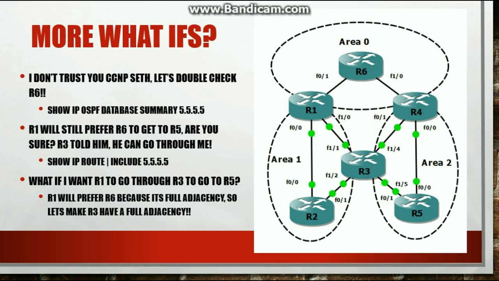but I will prove to you that it's not being advertised to R6. So let's go into R6 and see how many different ways it learned about R5. So on this theory of routes being blocked here, it should only learn about 5.5.5.5 via this way. That's my theory. So let's prove this here. Let's try to prove myself wrong.